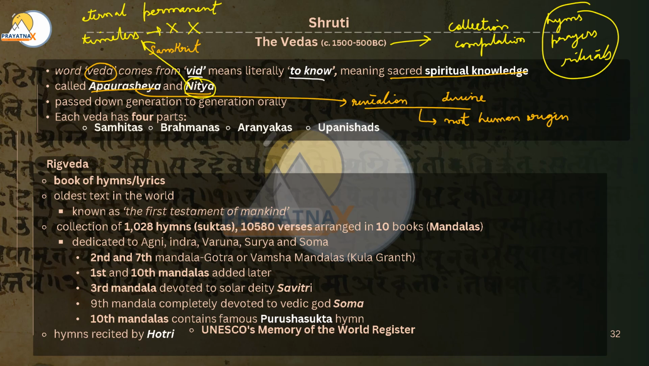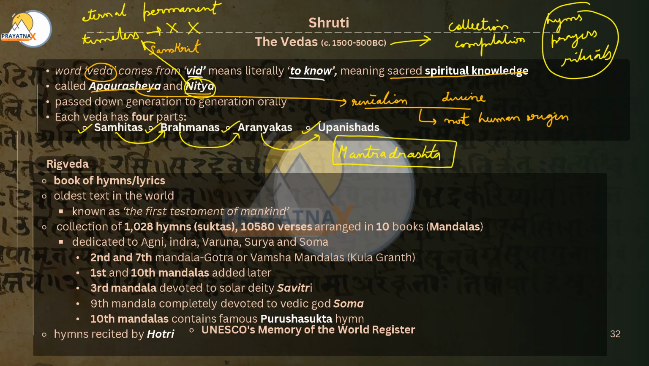Another thing to add here would be that the rishis to whom these books are ascribed are basically called mantra drashta. The hymns were received by the rishis from the gods themselves. Each Veda has four parts, as I already said. It includes Samhita, Brahmanas, Aranyakas, and Upanishads. Try to recall what each one of them says.